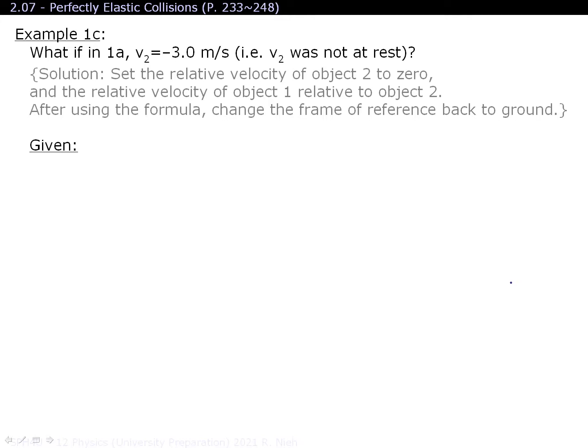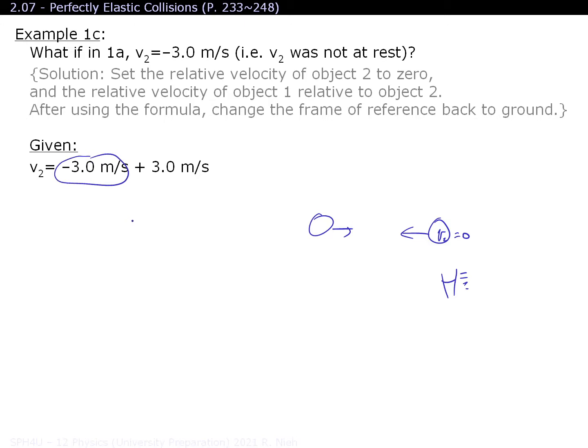What we'll do is change our frame of reference. Instead of staring at these two people running towards each other from afar, we just keep our eyes focused on object number 2, making V2 appear to be stationary. How do we do that? Well, since V2 is at negative 3 meters per second, to make it stationary, we need to adjust our frame of reference by making ourselves now move at 3 meters per second. So negative 3 plus 3 will net to a value of 0.